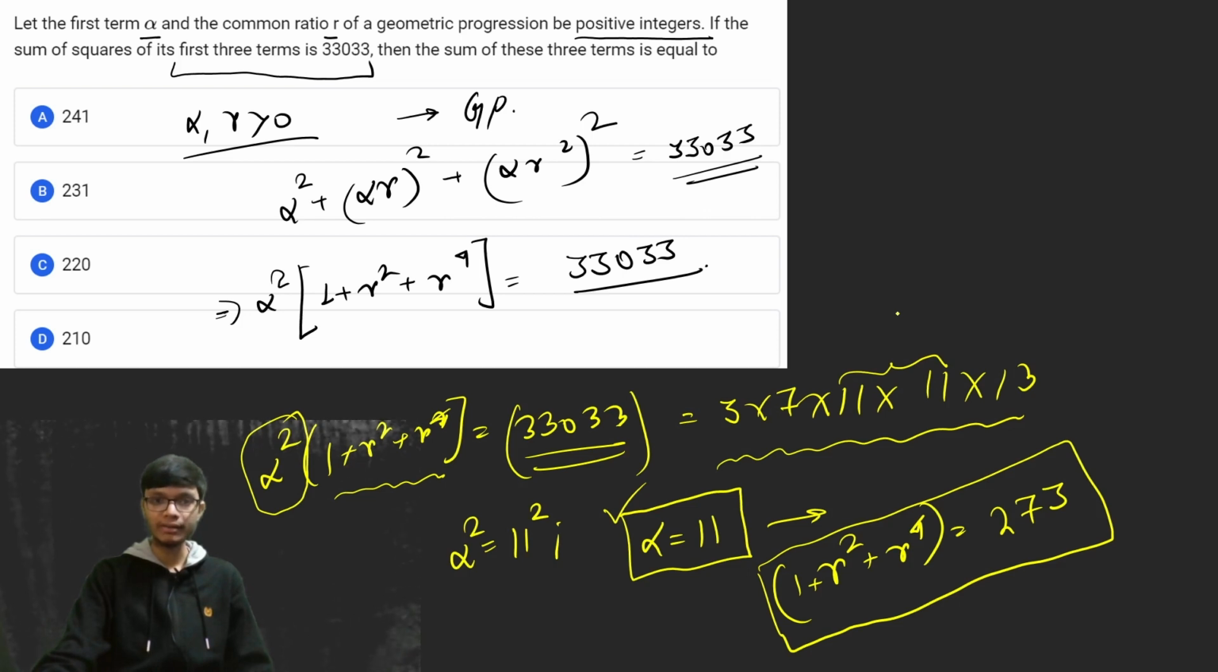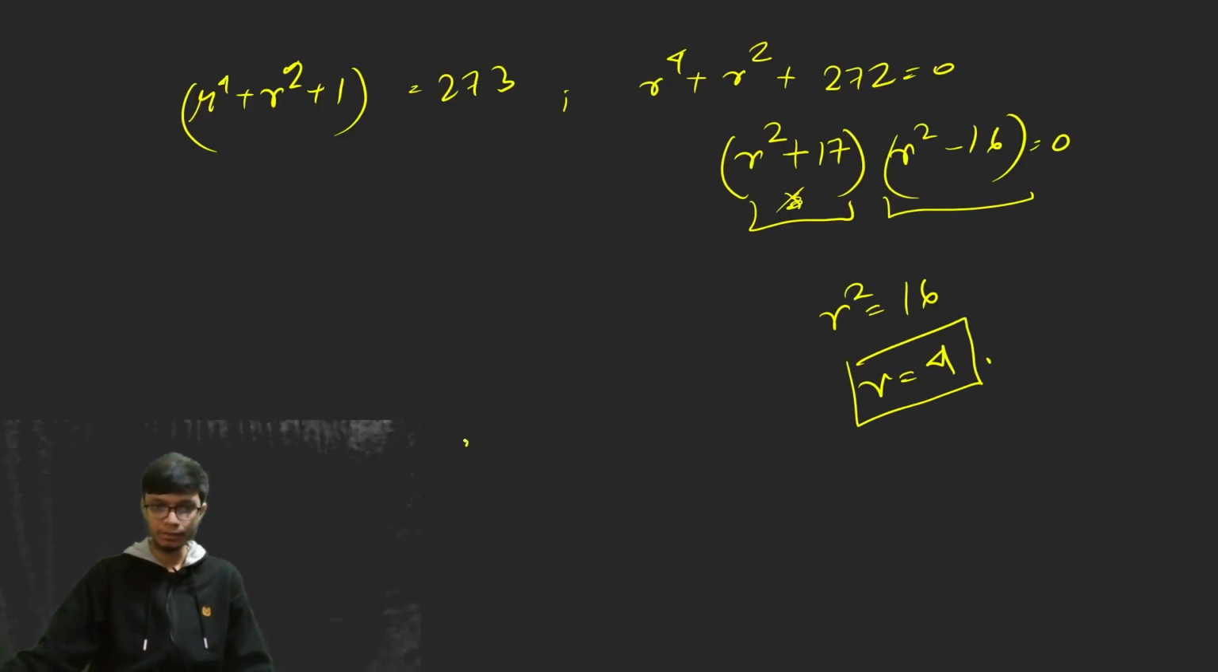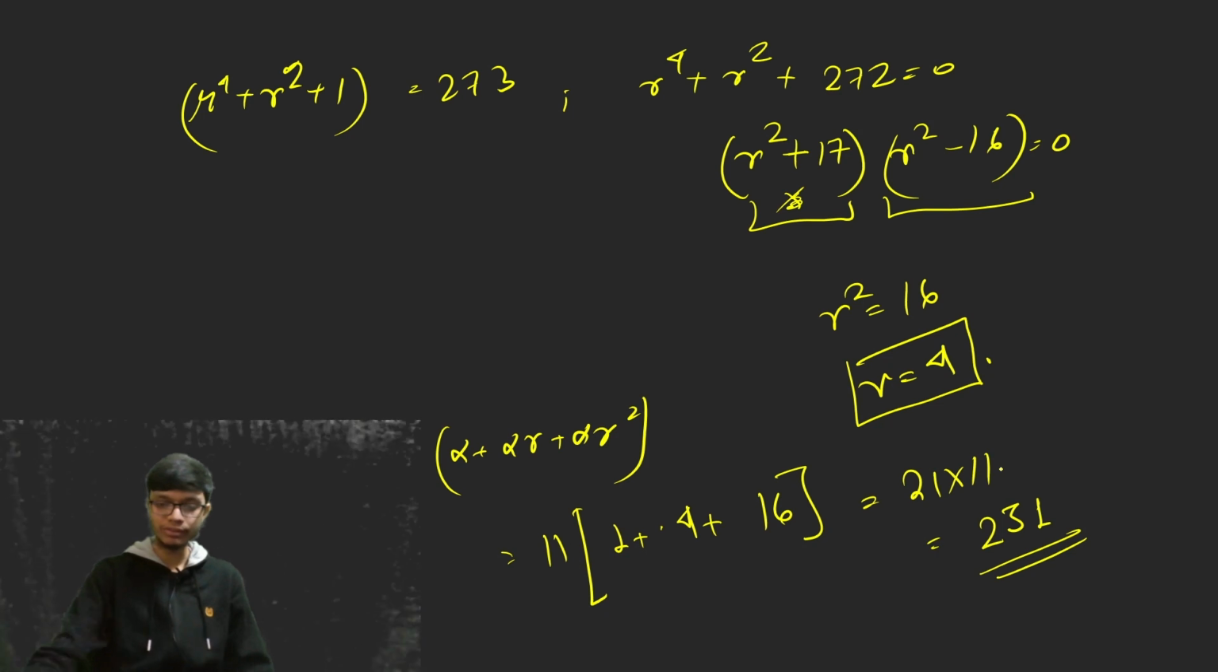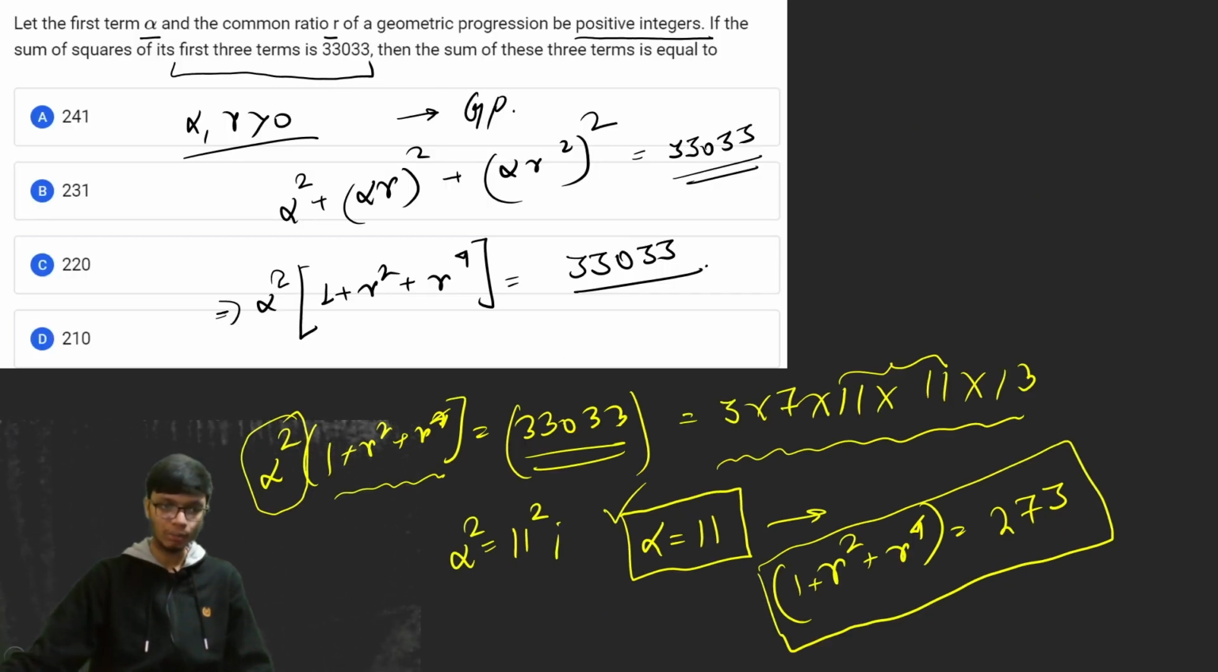Now once I get the value of r as 4, I can put it back, since I have got the value of alpha. Now I have to look for the sum of the first three terms. That means I have to look for alpha plus alpha r plus alpha r square. Alpha I got as 11, so I take out 11, 1 plus r value 4 and r square value 16. So this is equal to 21 into 11, and that is equal to 231. So with this, the right answer to this particular problem will be option number B. I hope if you have solved this problem, you must have got the answer as option B.